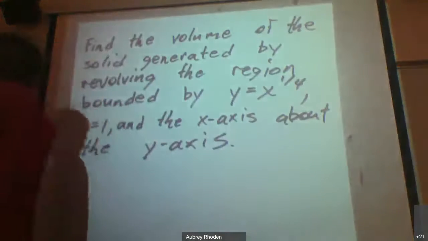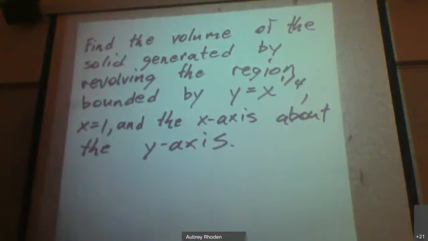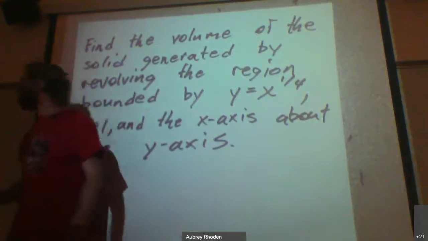Okay, so on this problem, we're going to find the volume of the solid generated by revolving the region bounded by y equals x to the 1/4, x equals 1, and the x-axis about the y-axis. Okay, so let's see how we formulate this problem.